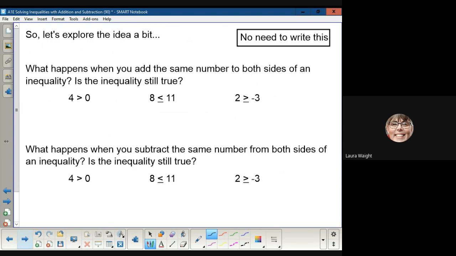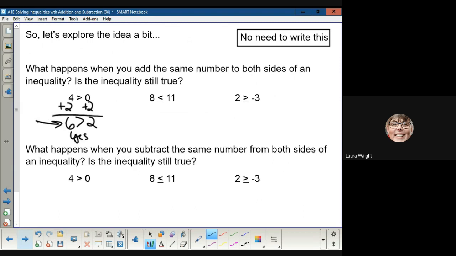If we add the same number to both sides of an equality, does that equality remain true? We know that's true for equations with an equal sign, because we've done it a bunch and it remains true. But what about inequalities? Let's add a number to this 4 is greater than 0. If I add 2 to both sides, I have 4 plus 2 is 6, greater than 0 plus 2, which is 2. Is this still a true statement? Is 6 greater than 2? And of course the answer is yes.